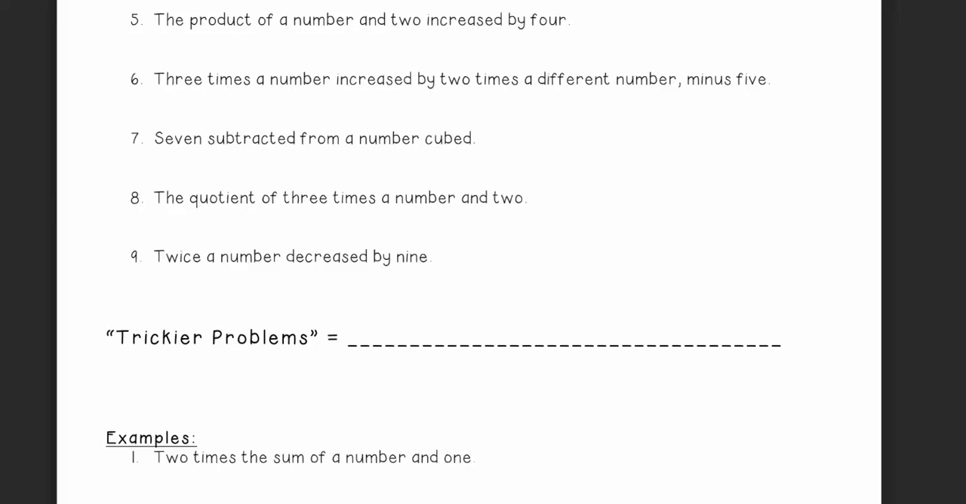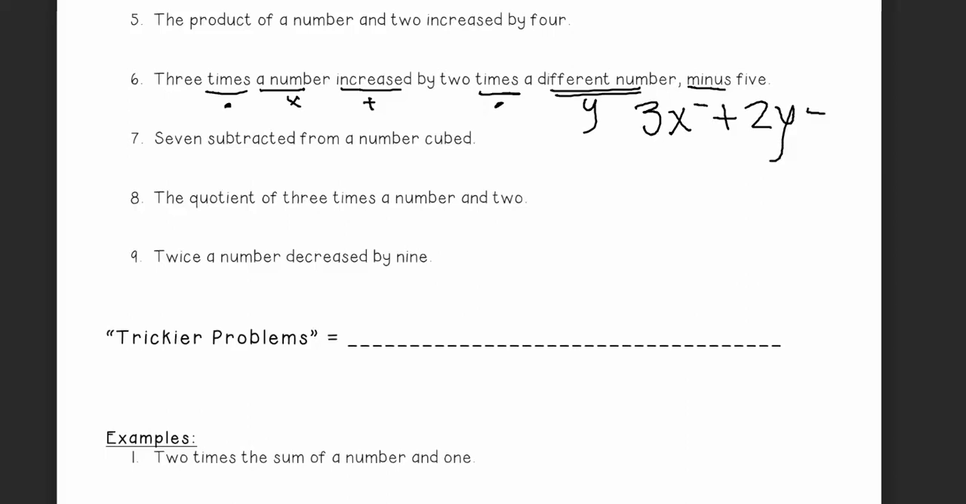So number 6 says 3 times a number increased by 2 times a different number minus 5. So I have a number, x, times means times, increased is plus, by 2 times a different number, so I can't use x, I got to use a different number, minus 5. So now I'm just going to translate it. 3 times the number x increased by 2 times a different number y minus 5.